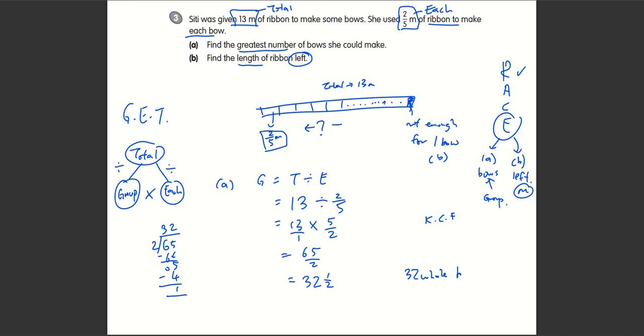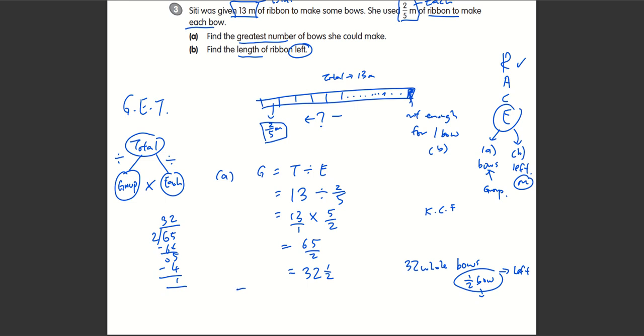32 whole bowls and half of a bowl. So this is like the remainder left. You have only half of what is needed to make a whole bowl. So 32 whole bowls. So A, the greatest number of bowls that's possible that she can make, 32 whole bowls. And let's talk about the left portion, that's part B.